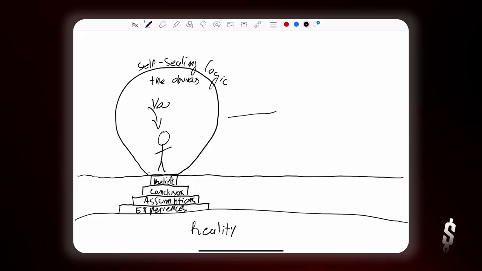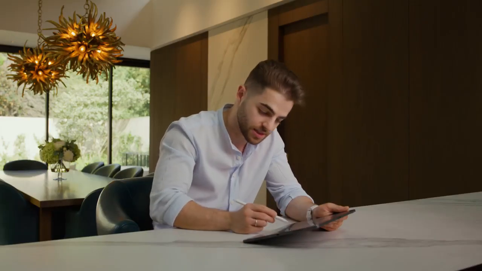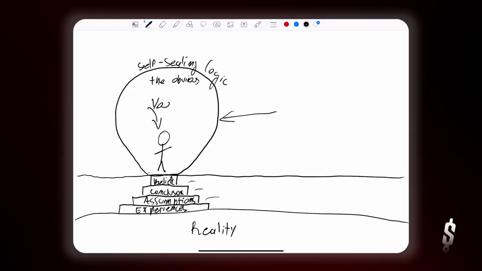And the reason this is called self-sealing logic is because the way we test things from the outside is: does it match my experiences? Does it match my beliefs? Does it match my conclusions? Does it match my assumptions? If it doesn't, we don't accept it. We don't accept that claim. We don't accept that theory. We don't accept that fact. We just dismiss it. It doesn't get into the bubble.